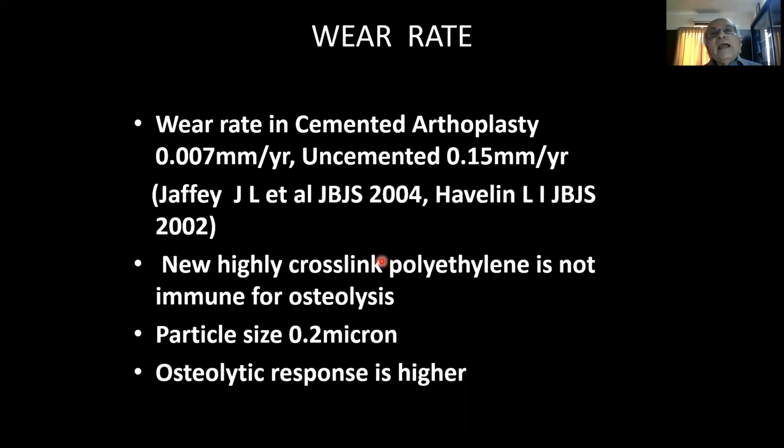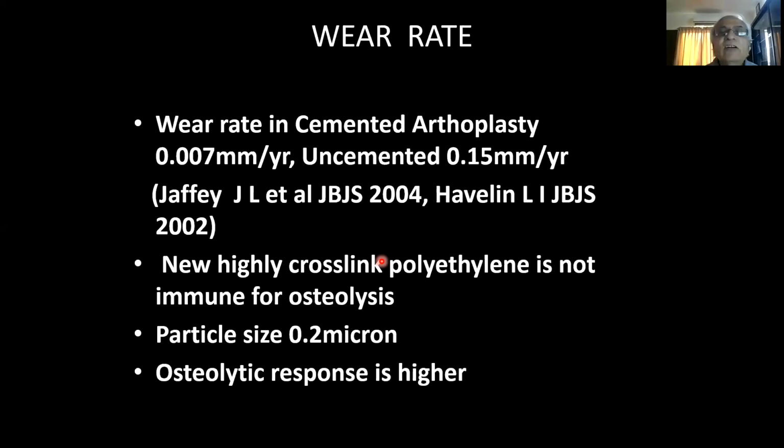So wear rate, I had last time also told you, wear rate in cemented arthroplasty is 0.007, uncemented is 0.15 per year. And there's enough data available with us. But new cross-link poly, that has reduced. But very important, and all of you must remember, this new poly is not immune to osteolysis. We will see it maybe after a couple of years. Up to 13 or 15 years, we have not seen it.